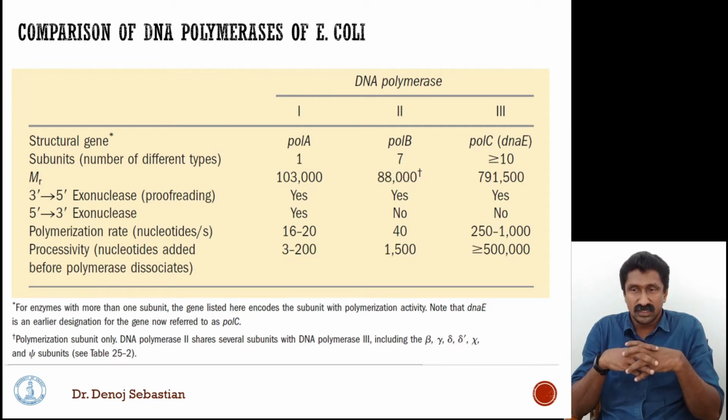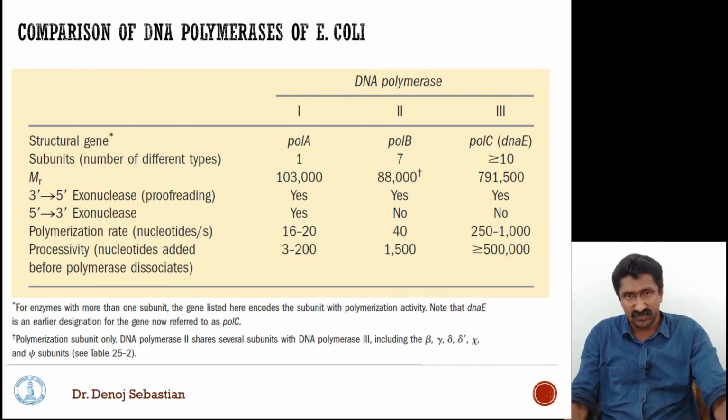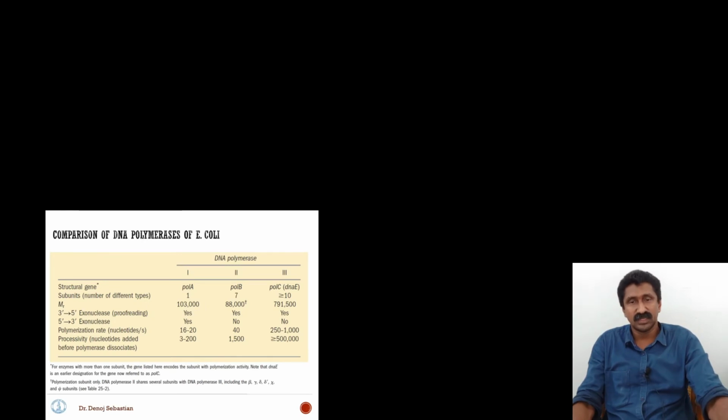So this is about the main features, and only the polymerization subunit is presented here. The molecular weight of polymerase 2, that is the polymerization unit only, is represented, and DNA polymerase 2 shares several subunits with DNA polymerase 3, including beta, gamma, delta prime, and psi. All these units are similar in both enzymes.